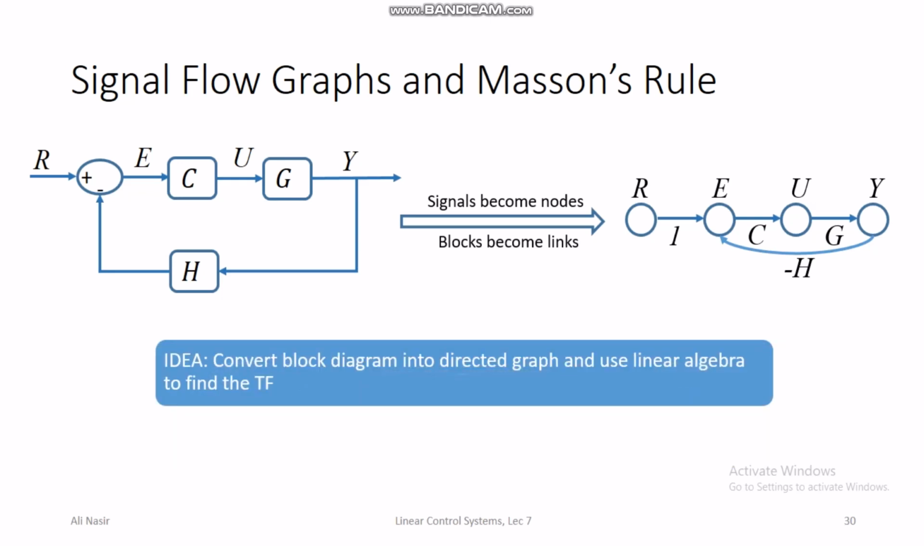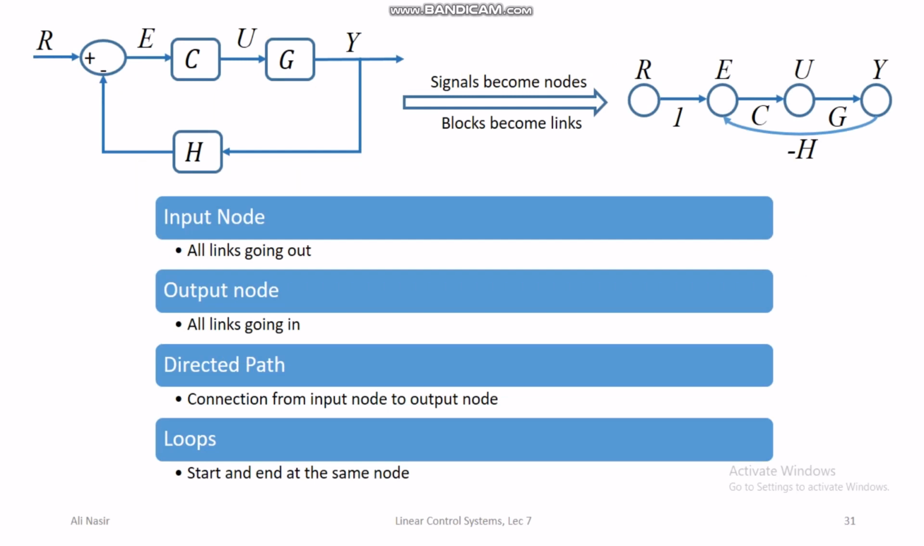So the idea of Mason's rule is to convert a block diagram into a directed graph and use linear algebra to find the transfer function. But I also have to specify certain language that is used in signal flow graphs. An input node in the signal flow graph is a node from which all links are going out. Any node from which all the links are going out and no link is coming in is an input node. In the diagram shown on the slide, top right part, R is the input node.